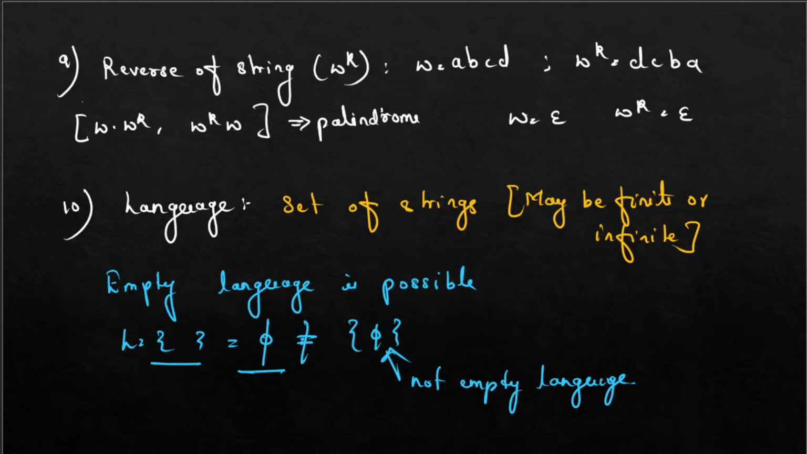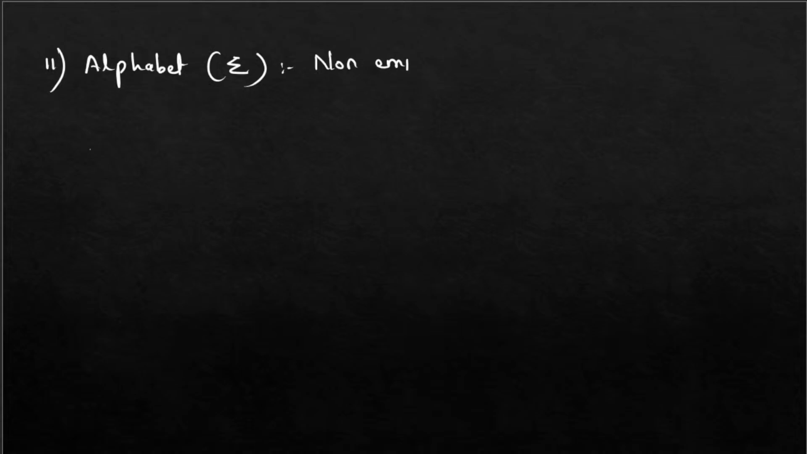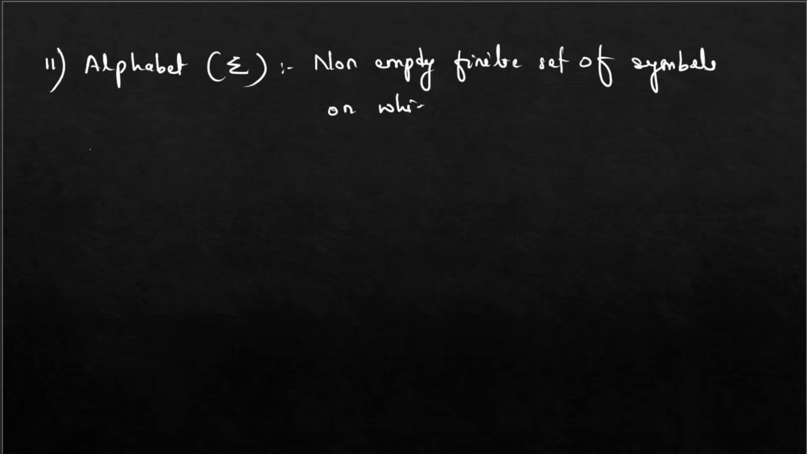Now let's see what are alphabets. 11th is alphabet. So alphabet is denoted like this. Okay, so alphabet is generally a non-empty finite set of symbols on which the language is defined. I will give you an example also.